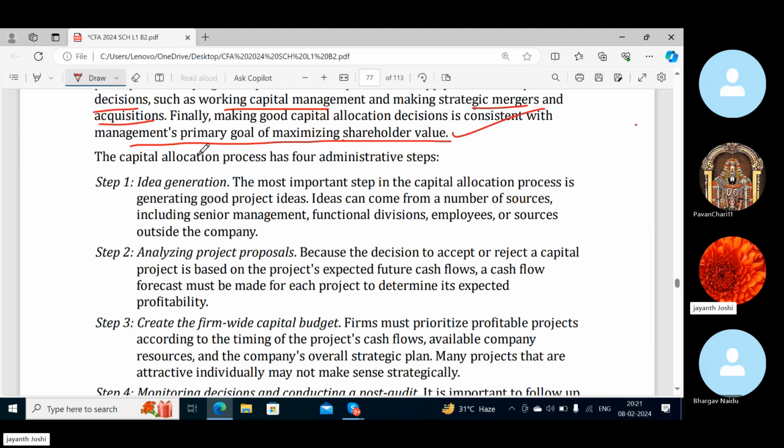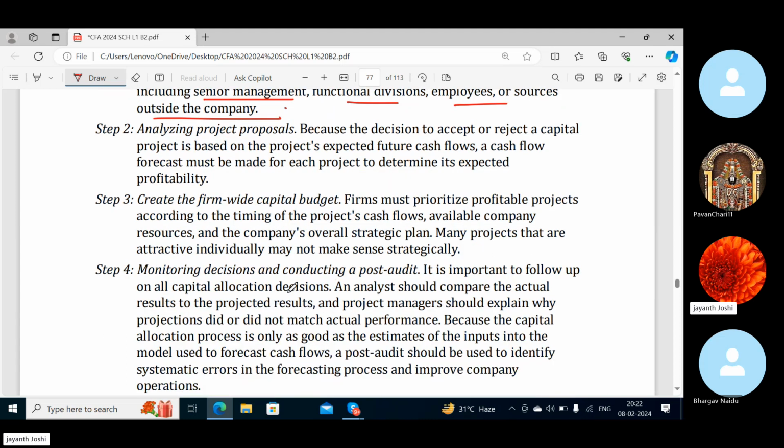Now, the capital allocation process has four administrative steps. Administrative in the sense that the management of the company is going to take these four steps under the capital allocation process. First, idea generation. The idea should come of what kind of project you are going to take up. The ideas can come from a number of sources, including senior management, functional divisions, employees, or sources outside the company. Then you will study the project thoroughly.